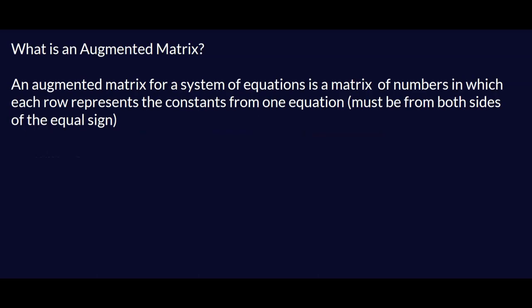Okay, what's an augmented matrix? An augmented matrix for a system of equations is a matrix of numbers in which each row represents the constants from one equation, and this must be from both sides of the equal sign.